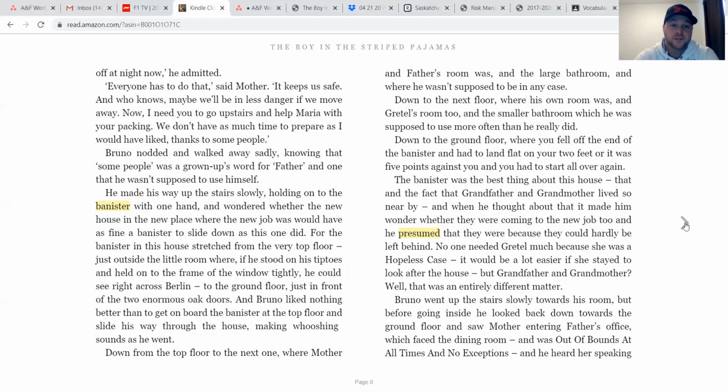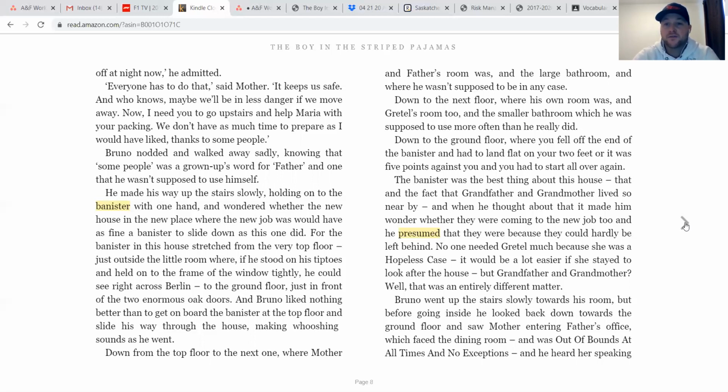Down from the top floor to the next one, where Mother and Father's room was, and the large bathroom, and where he wasn't supposed to be in any case. Down to the next floor, where his own room was, and Gretel's room too, and the smaller bathroom, which he was supposed to use more often than he really did. Down to the ground floor, where you fell off the end of the banister and had to land flat on your two feet, or it was five points against you, and you had to start all over again. The banister was the best thing about this house.